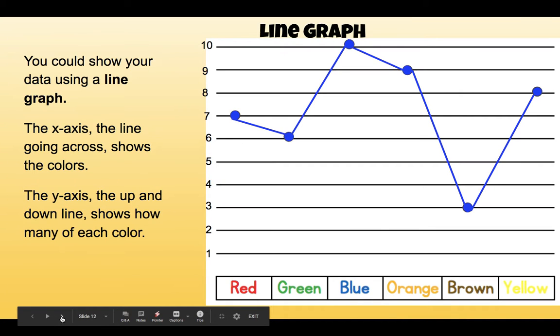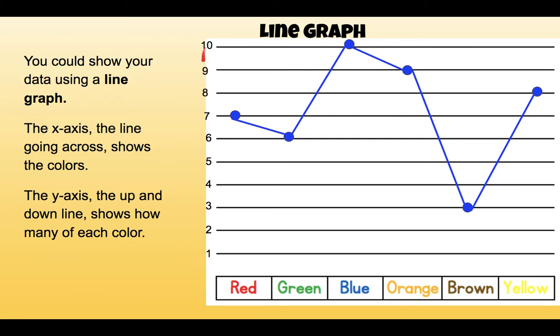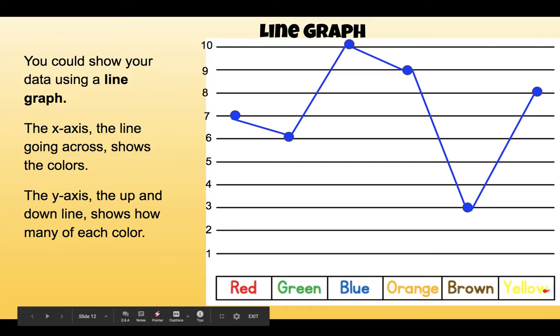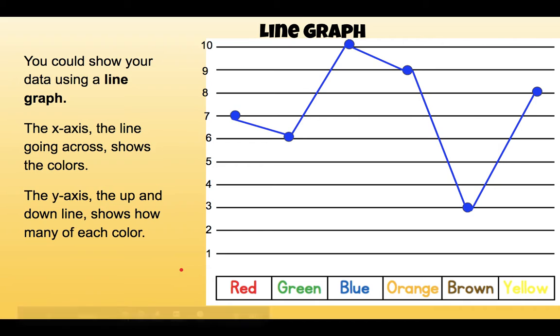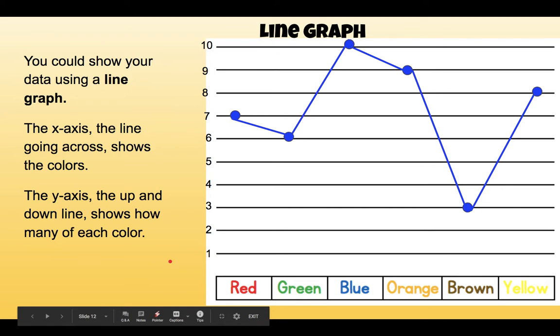Now let's look at a different type of graph, and this is called a line graph. Now here, it's the same as a column graph with the numbers on the y-axis, the up and down line, and the colors on the x-axis on the bottom across. So I want you to turn to a family member, friend, or even a stuffed animal and tell them what you notice about this line graph. You can begin by saying, I notice. Go ahead and pause this and do that, and we'll wait and then come back.